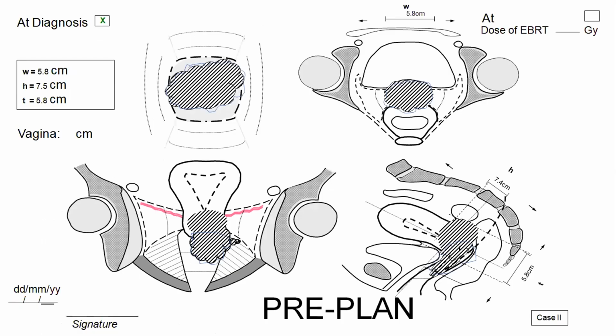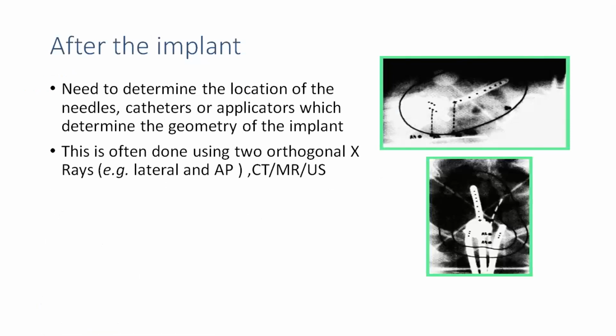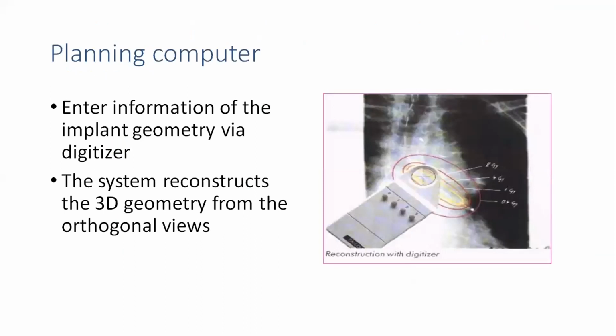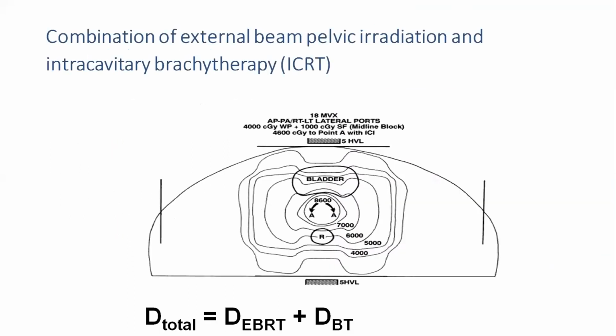So first you pre-plan, again with the clinical drawing, and this is after the implant with an orthogonal X-ray, a lateral X-ray and an AP view. This is how we previously used to do. Everyone is basically shifting into image guided brachytherapy right now, and most departments are doing away with X-ray based planning systems, but we still have to look at it historically. Once the X-ray is acquired, we have a digitizer which calculates the implant geometry and transfers it into the computer. Then we calculate the total dose of external beam and brachytherapy, and we plan according to some points which we will be discussing, so that the total dose of EBRT and brachytherapy is calculated for your treatment plan.